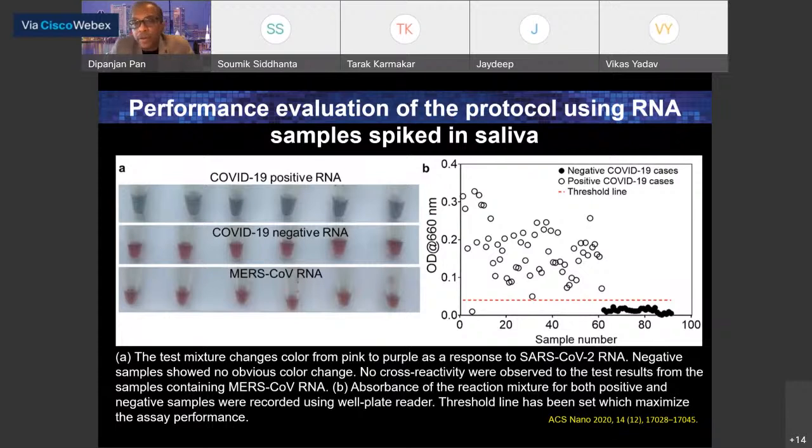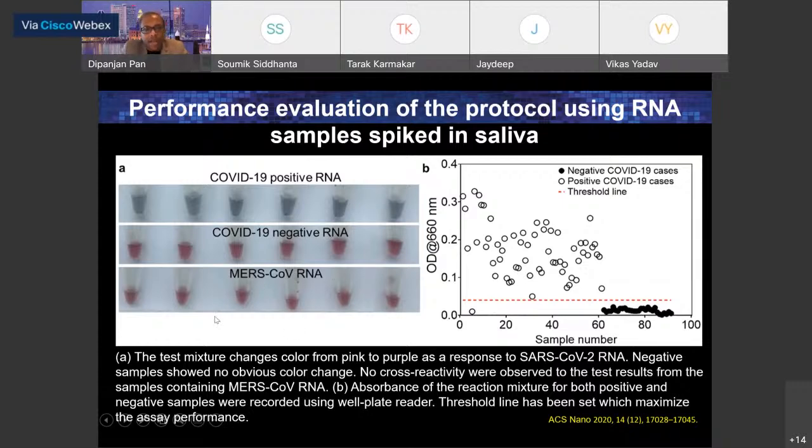We also did something with saliva, and we spiked the saliva with the RNA collected from human patients, and it works. The biological matrix did not really make any impact on our test. You can see this is the negative COVID-19 cases, and this is the threshold line, and there are positive COVID-19 cases, and you can clearly detect only one. I think we're kind of in the borderline.